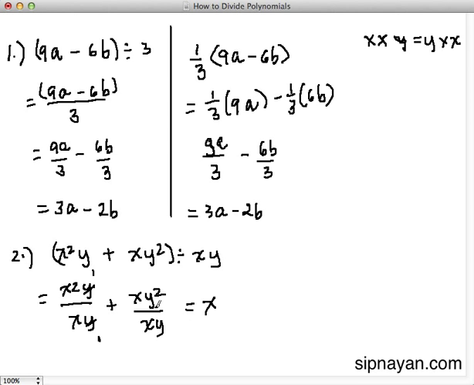And dito, x divided by x is equal to 1, so makakancel na ito. And then y squared divided by y is equal to y. So, ito equal to x, magiging plus y. So, ito na yung ating sagot. Okay, next example.